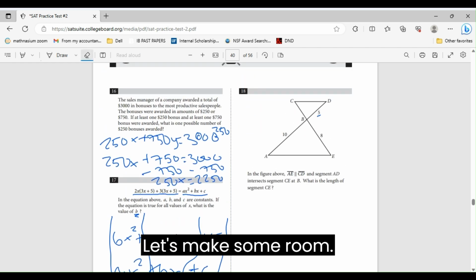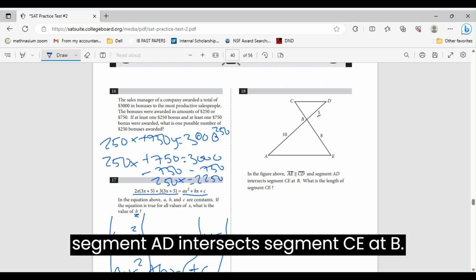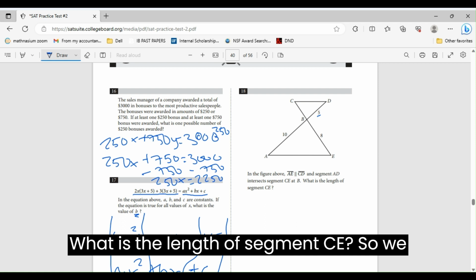Let's make some room. If in the figure above, AE is parallel to line CD, and segment AD intersects segment CE at B, what is the length of segment CE?